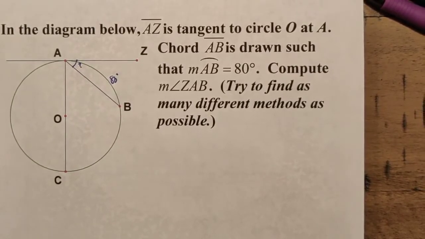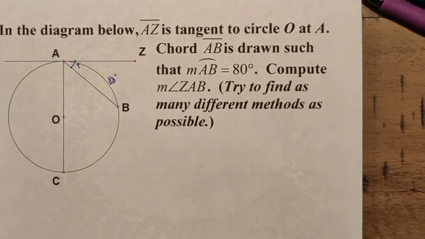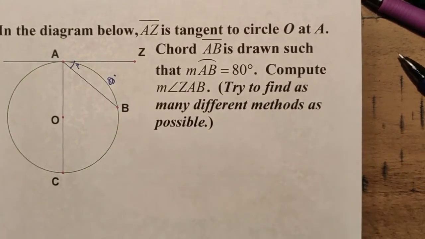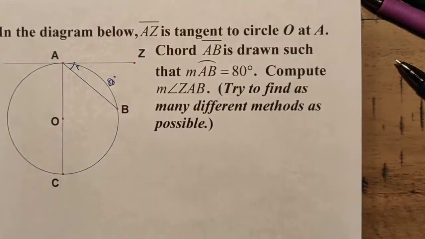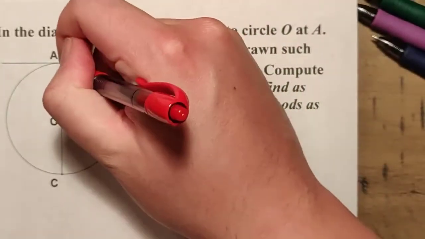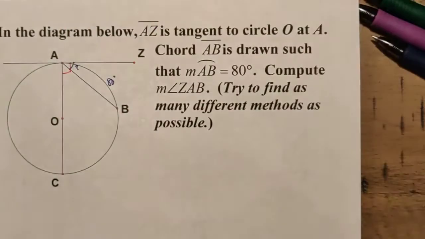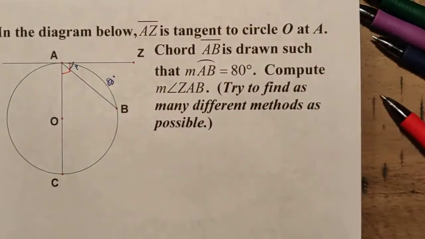Okay, there are a couple of ways you can tackle this problem. Note that we have an 80-degree arc, that's one thing we can consider. We have a tangent here, so there's going to be a 90-degree angle formed at ZAO, right? So there's your 90-degree angle, that seems fair.